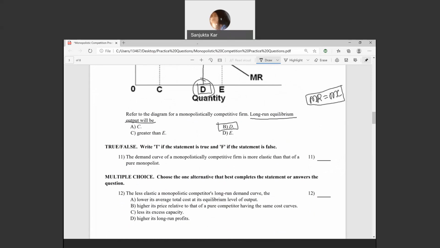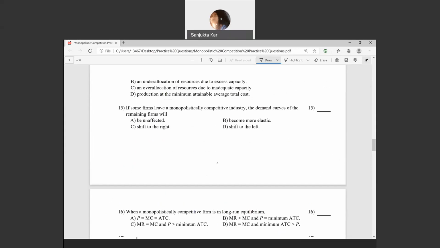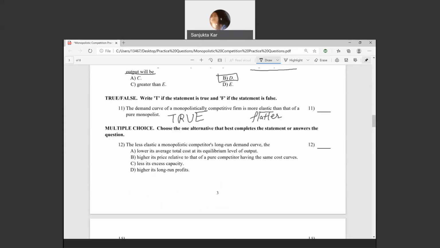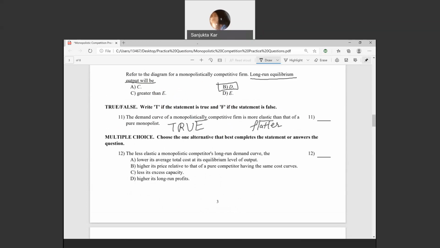All right, coming on to question number 11. The demand curve for a monopolistically competitive firm is more elastic than a pure monopolist, right? More elastic means it is flatter. This is true. Right, we are at question number 12. The less elastic a monopolistic competitor's long-run demand curve, it will be B, the higher its price relative to a pure competitor having the same cost curves.